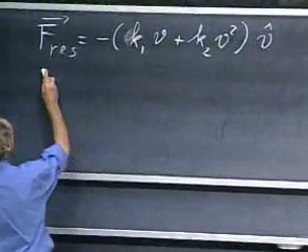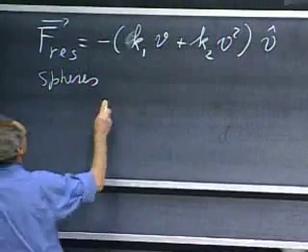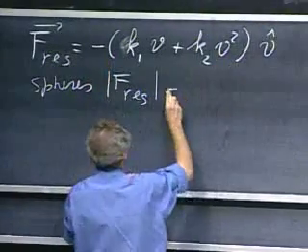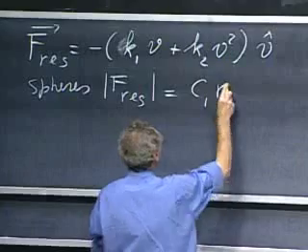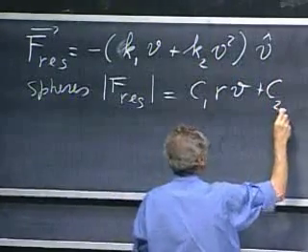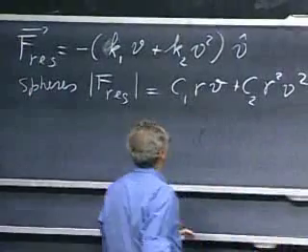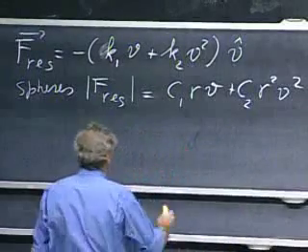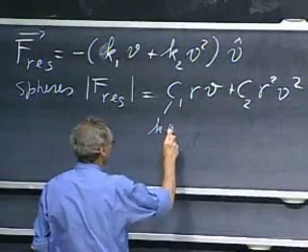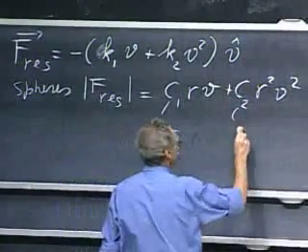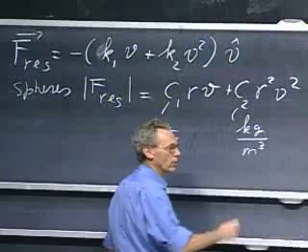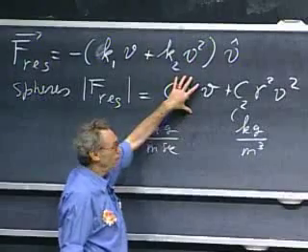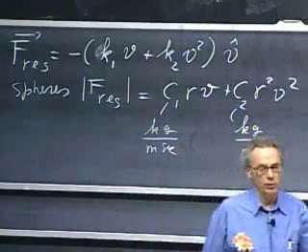And when we deal with spheres, the magnitude of the force equals C1 times R times the speed plus C2 times R squared times V squared. And again, it's always opposing the velocity vector. C1 in our units is kilograms per meter per second, and C2 has the dimension of density, kilograms per cubic meter. We call this the viscous term, and we call this the pressure term.